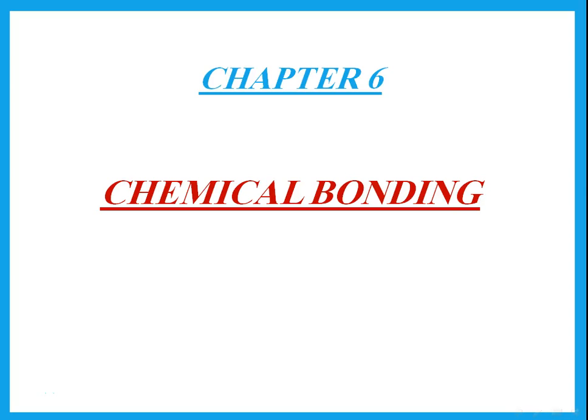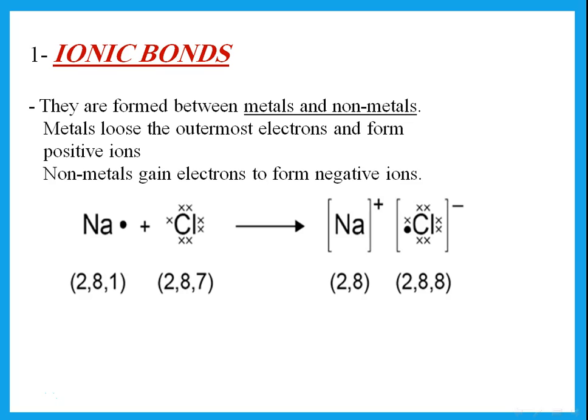Okay, this is chapter 6, and chapter 6 is dealing with chemical bonding. So let's talk about the different types of bonds. There are two types of bonds that we will be studying. The first one is called ionic bond, and the ionic bond is a bond that is formed between metals and non-metals. One of the atoms is the atom of a metal, the other is the atom of a non-metal.